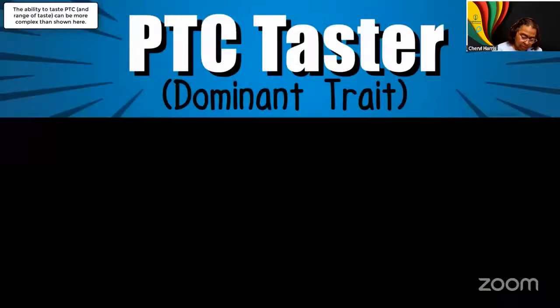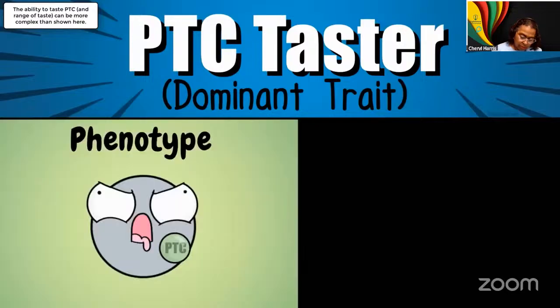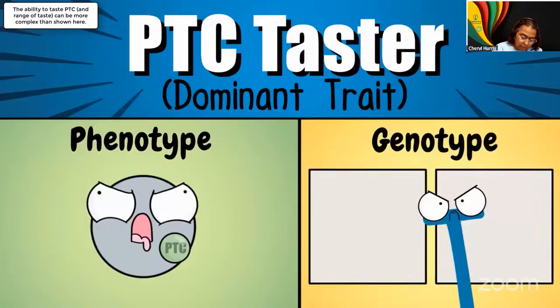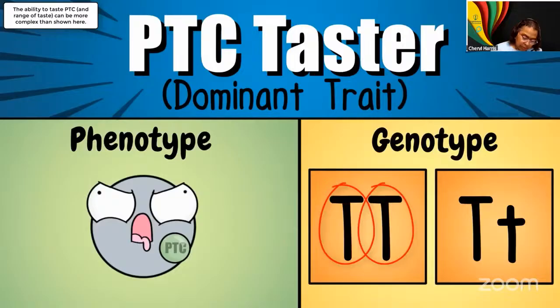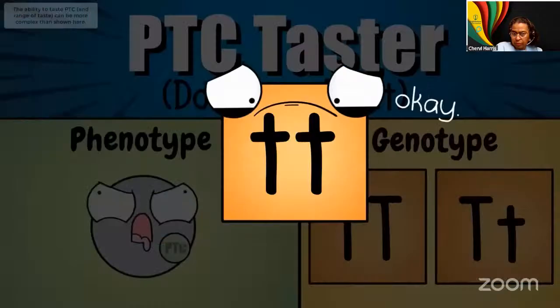It turns out that being able to taste PTC is a dominant trait. That means the phenotype, which is a PTC taster, is due to a genotype that includes at least one dominant allele. So which genotypes can taste PTC then? Well, big T, big T can. Both of those alleles are dominant. So can big T, little t, because remember, it only takes the presence of one dominant allele. In fact, the only genotype in this simplified example to not be able to taste PTC would be little t, little t.